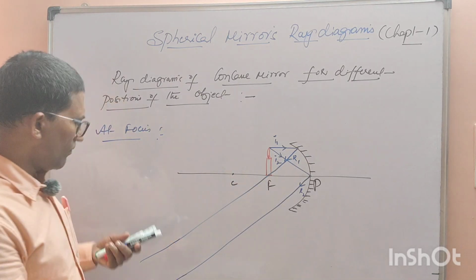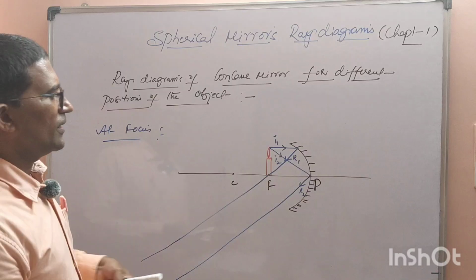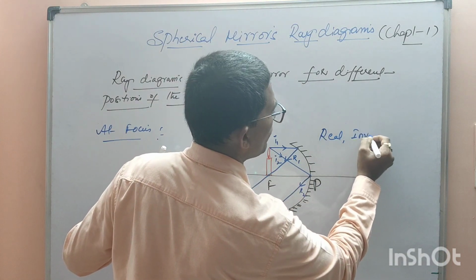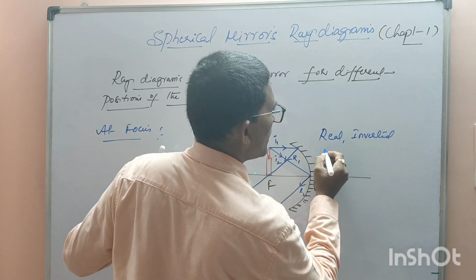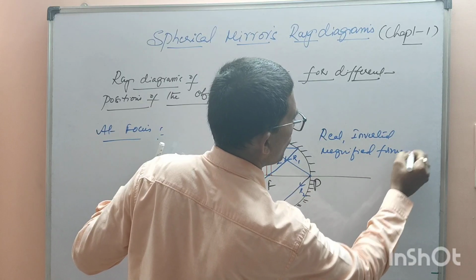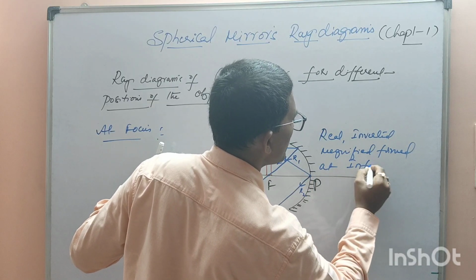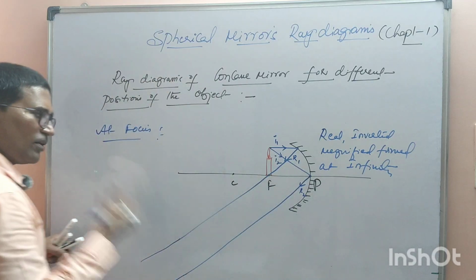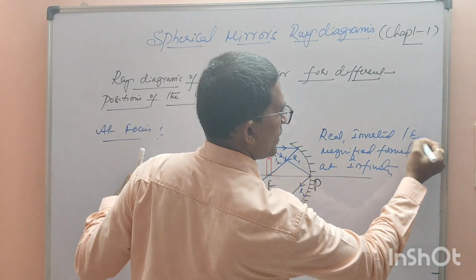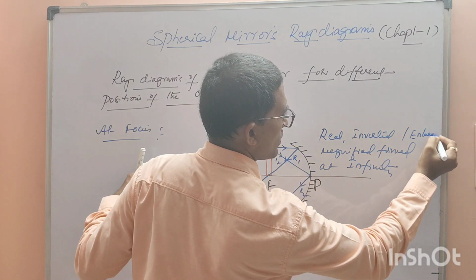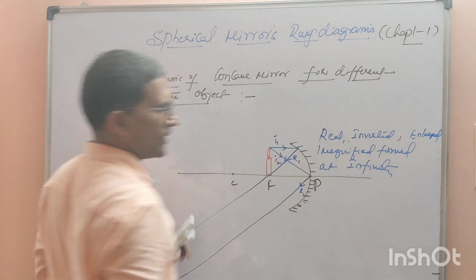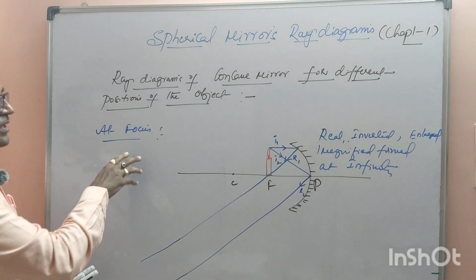Now before that I will write the nature of the image. The image is real and inverted, magnified, formed at infinity. The image is at infinity. An enlarged image is formed, magnified or enlarged. We can mention inverted, enlarged, formed at infinity. So this is the nature of the image if the object is at the focus.